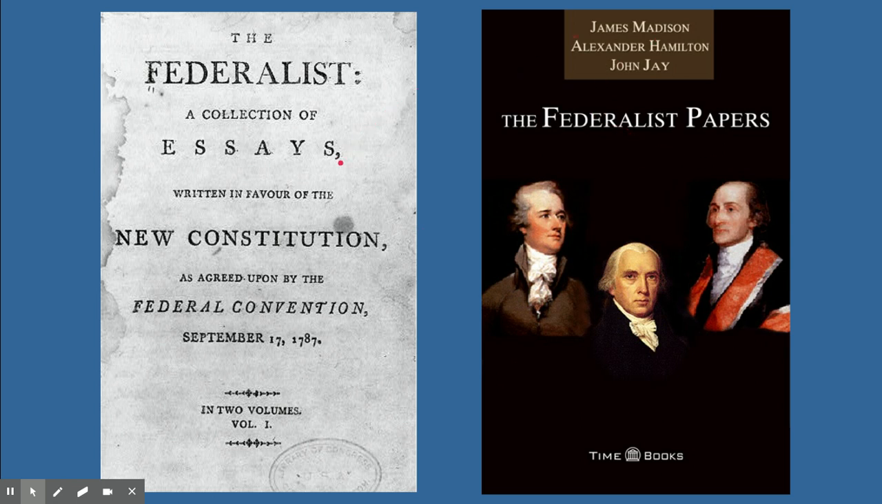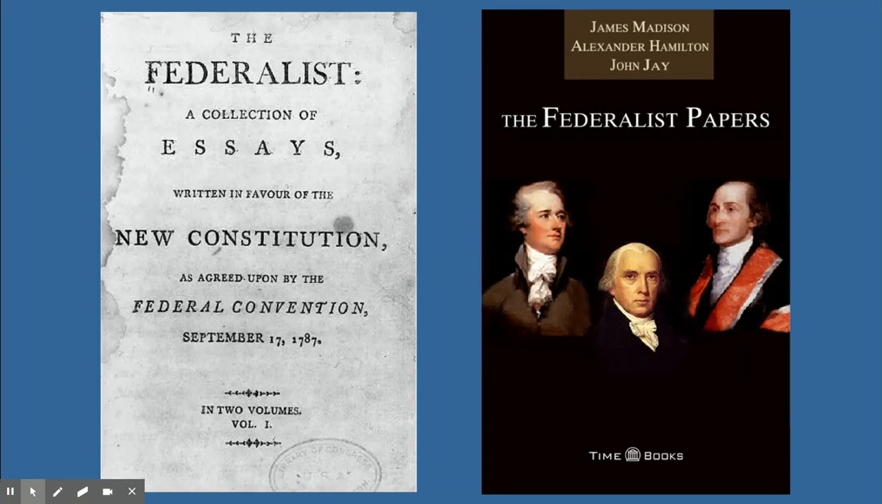The Federalist Papers, so essays in favor or support of the Constitution, written by these three: James Madison, Alexander Hamilton, and John Jay. Hamilton is the one who writes most of them. He writes 51 of the 85. I think John Jay writes 5 maybe, and James Madison writes the rest. And these become very influential, not just in New York, but around all of the 13 states.